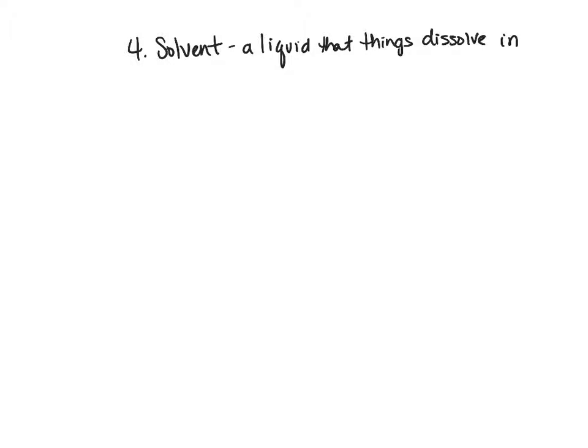All right, so the fourth property of water that we're going to talk about is that it makes a good solvent. Now, what is a solvent? A solvent is a liquid that things dissolve in. And lots of things dissolve in water. It's an excellent solvent. This is another reason why it's the basis for life, because it allows things to dissolve in it.